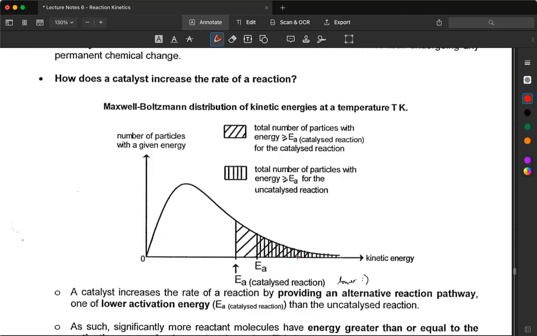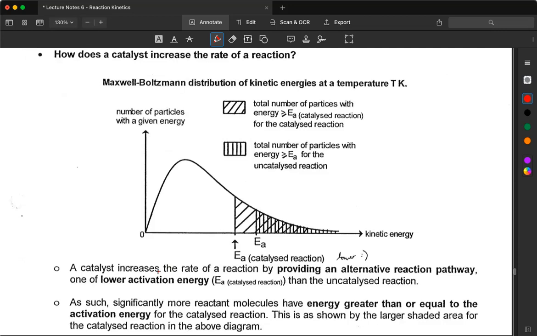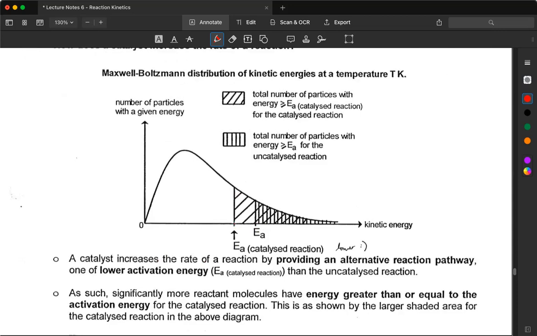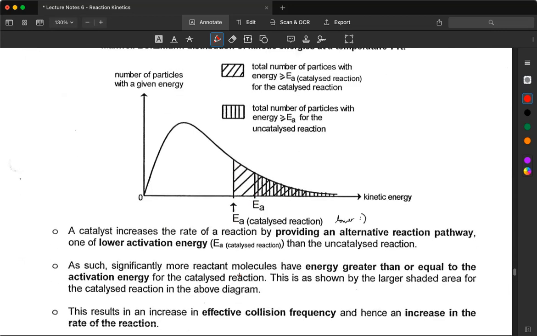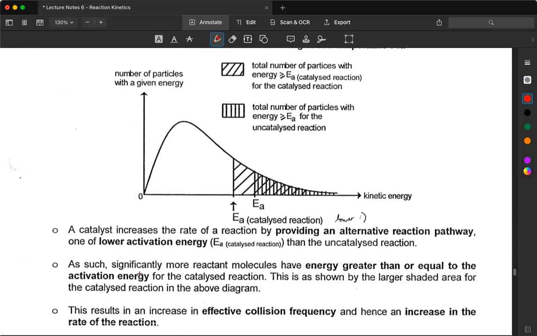So we look at the Maxwell-Boltzmann distribution of the kinetic energy. So basically, the catalyst will increase the reaction by providing an alternative reaction pathway of a lower EA. Please do not say lower the EA. It will provide a different alternative pathway of lower EA. So with a catalyzed reaction, the EA is lower compared to the original. Because of that, more reactant molecules have energy greater than or equal to activation energy for the catalyzed reaction. So you shade it differently. So here is like that, the other is like that.